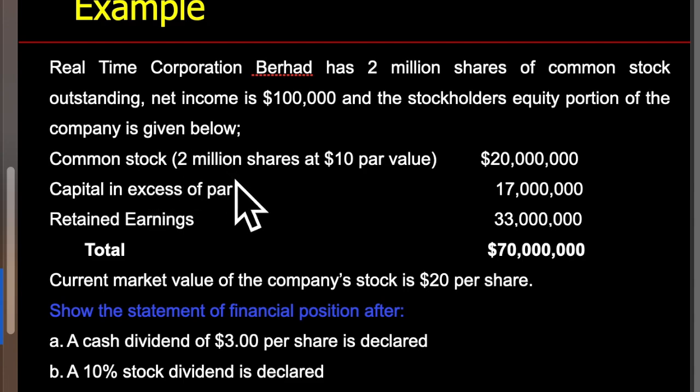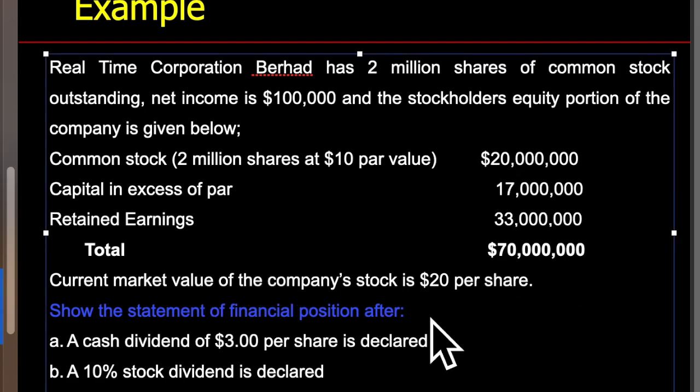They have common stock, which is 2 million shares of what? 10 ringgit par value, which gives you 20 million. Capital in excess of par, which is paid in capital, is 17 million. Retained earnings, the profit they retained from previous years, is 33 million. Then the total is what? 70 million ringgit. Okay, you are using dollars.